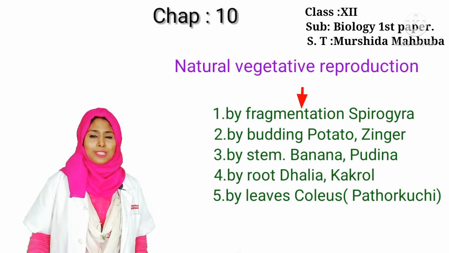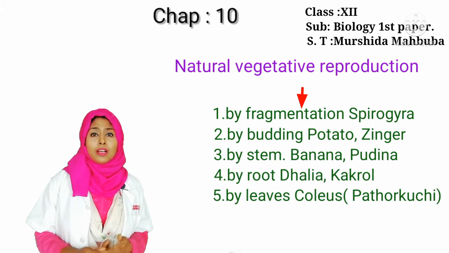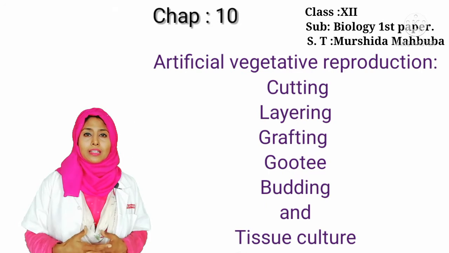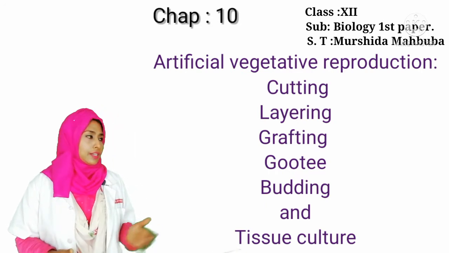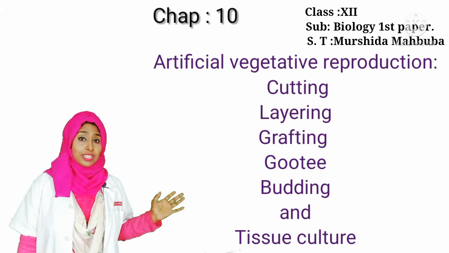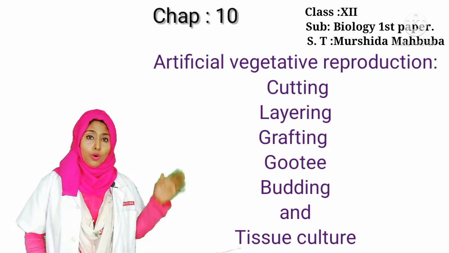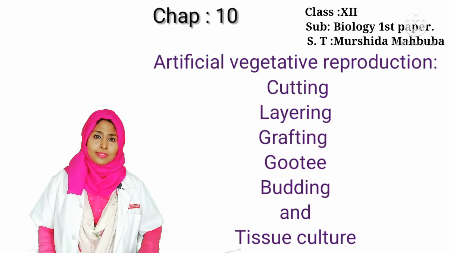You know about it. Dear students, you have to memorize every example of this portion for your MCQ. Okay, artificial vegetative reproduction. They are cutting, layering, grafting, budding, and tissue culture. Those all are important for your comprehensive type question.